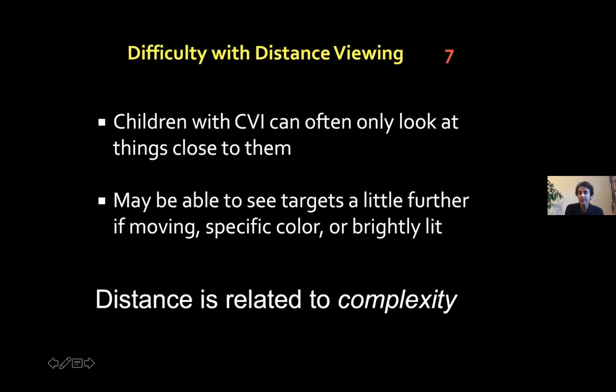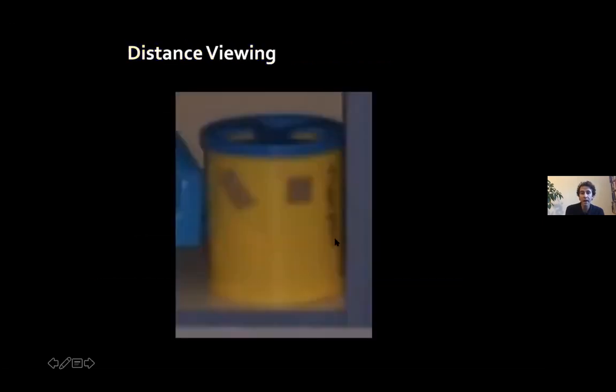Distance is not just related to complexity. Distance is actually the exact same thing as complexity of the array. Let's look at why. Here is a picture of, it's a little bit blurry, a shape sorting toy, right? Bright yellow plastic shape sorting toy on a preschool shelf. Now, if the child is 2 inches away from that with their face right up next to it, it's very easy to see, right? It's a bright yellow thing and there's nothing else that I'm looking at. I'm just looking at this bright yellow thing right in front of me.